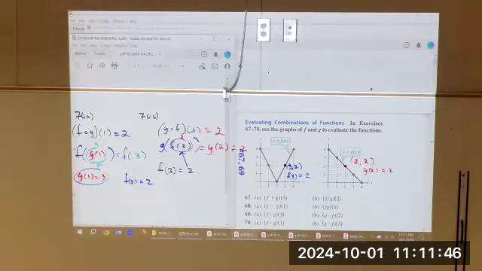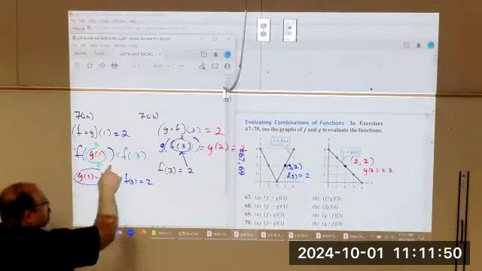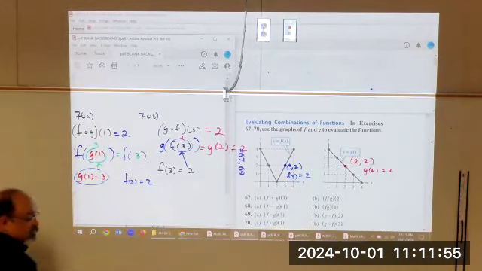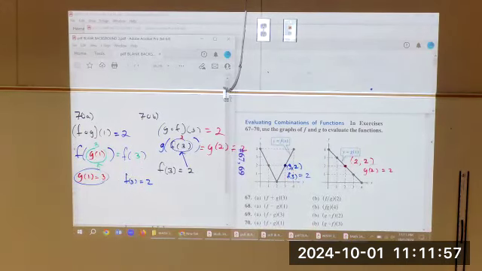There's really not a whole lot of work you can show except rewriting it, finding that inner part first, and then plugging it into the next one. Because there's no equations, there's no calculations. Do you understand the concept? That's the key. Just understand the concept.